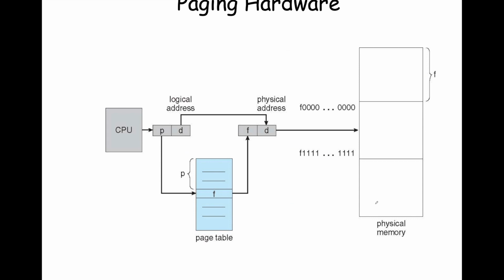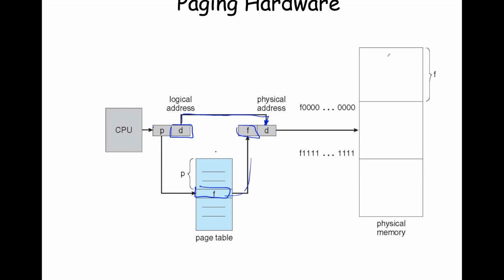All right, so here's an example of the paging hardware. We have our CPU, and it's generating a logical address, with the lower bits representing the offset. That's just transported forward because the page size is the same as the frame size, so the offset portion doesn't change. But the page portion is used to index the entry in the page table. It looks up and finds a frame number, and that frame number is used to fill in the frame portion of the physical address.